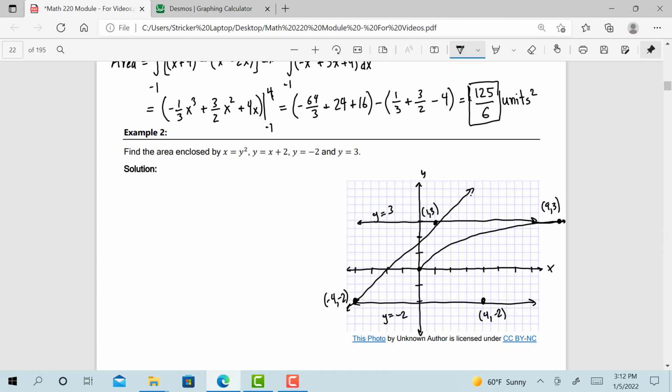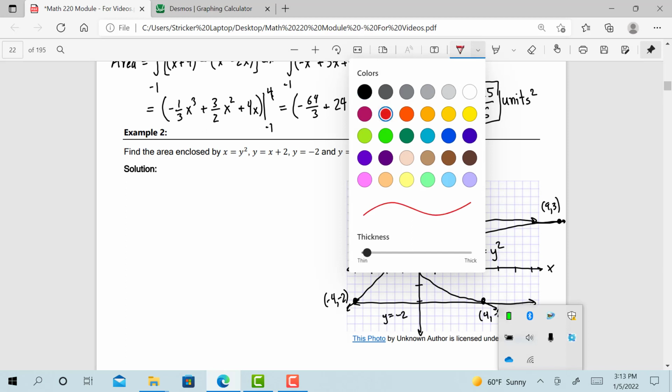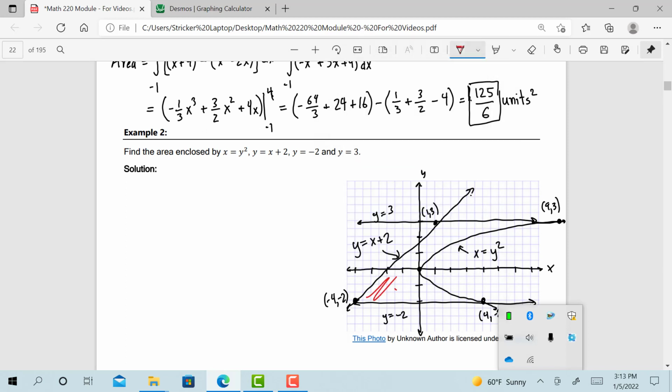And this one, this. So this was the curve x equals y squared. And then this was the curve y equals x plus 2. All right, and so the area in question, as we said, is this area in here.